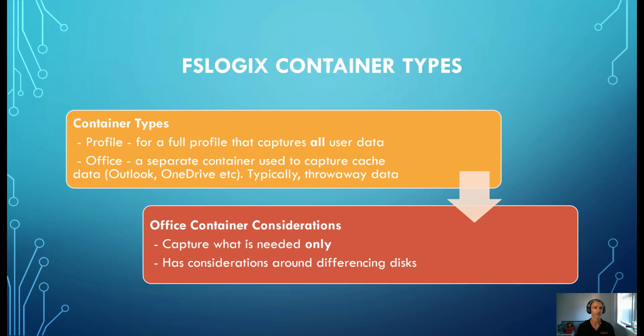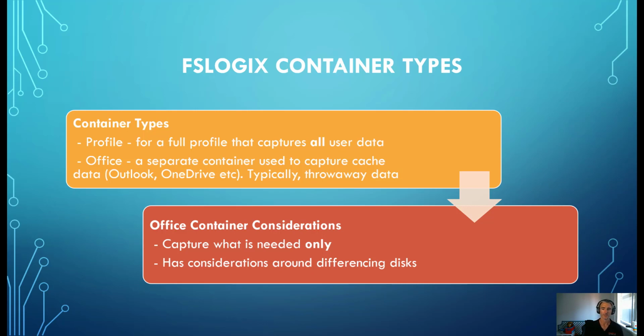We also have the concept of an Office container, which is a separate container used to capture specific cache data, for the most part in Outlook and OneDrive. It's typically throwaway data that we don't want to back up or keep. And the Office container really made its mark where it turned up and was able to be used alongside existing file-based solutions, right? You could put it next to UPD, you could put it next to roaming profiles, you could put it next to Citrix technology.